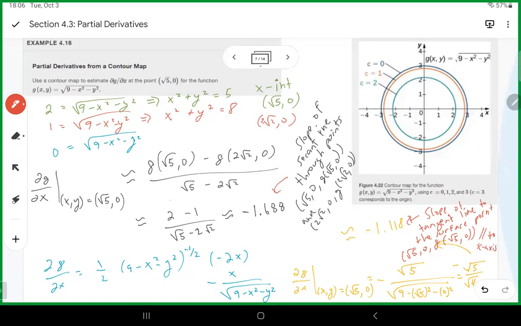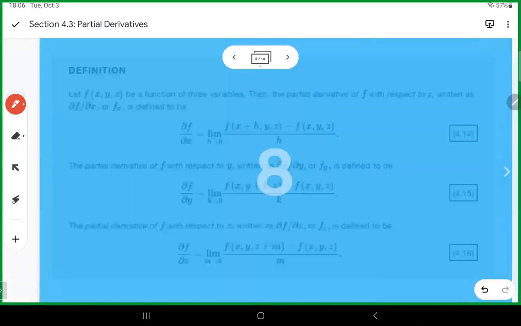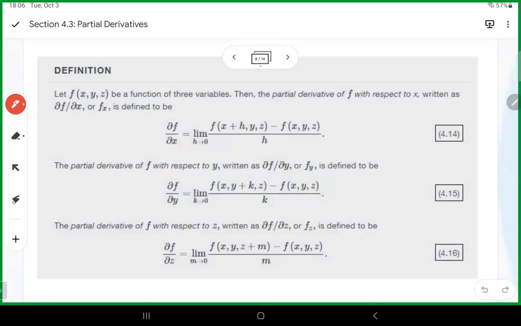That was a lot for that. Limits, I think they take up a lot. All right, here's some more definitions.